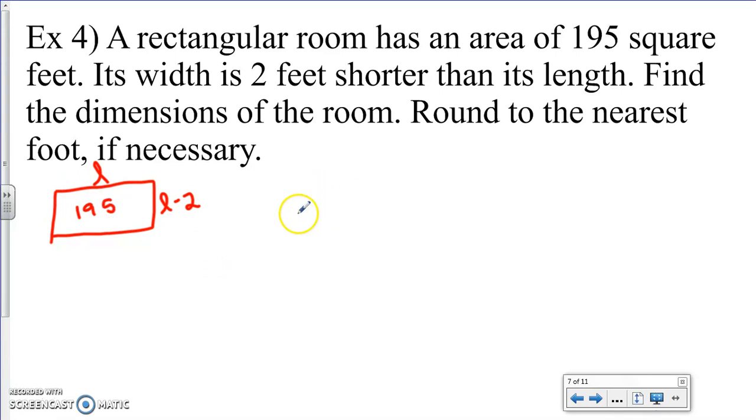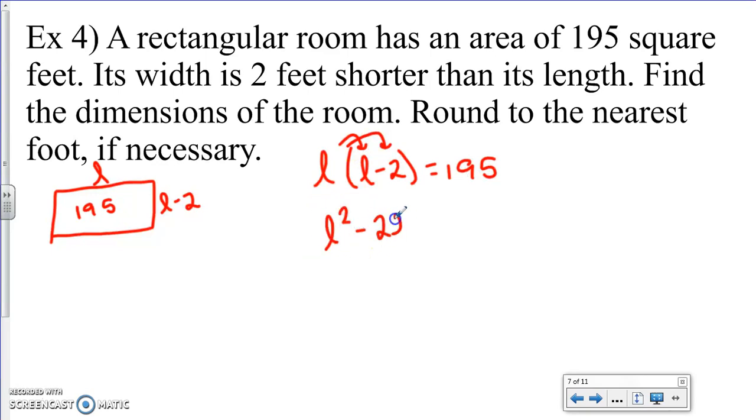So we're going to go ahead and set this up. Remember, to find the area, we're going to take our length times our width, and I apologize for that. Those of you who are being thrown off, I use a cursive L so they don't look like ones. So L times L minus 2 equals 195. We are going to distribute this, so we get L squared minus 2L equals 195.